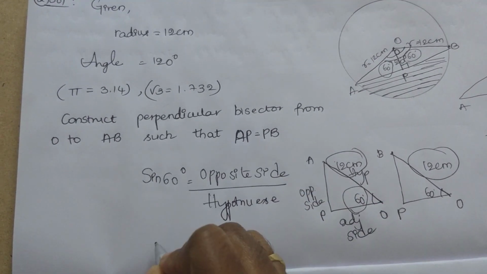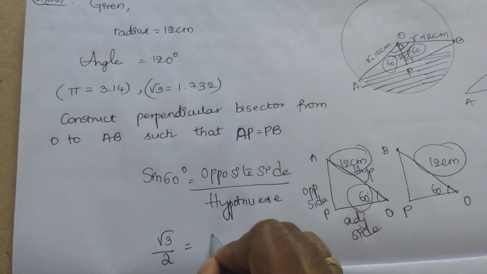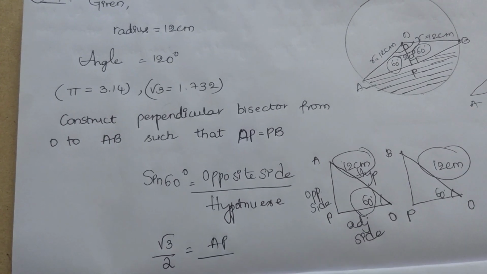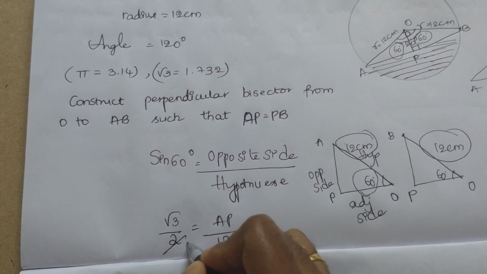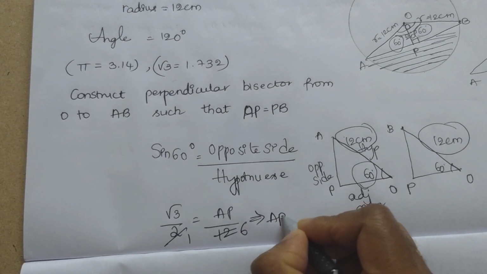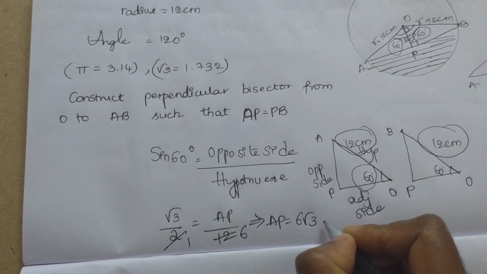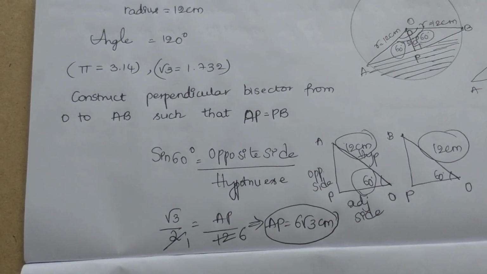What is sin 60 value? It is root 3 by 2 equals opposite side, that is, we need to find AP, put it as AP by hypotenuse. It is 12 centimeters. So 2 ones are 2, 6 are 6. So from this, AP is nothing but 6 root 3. What is the unit? It is centimeters. So we got AP value as 6 root 3 centimeters.